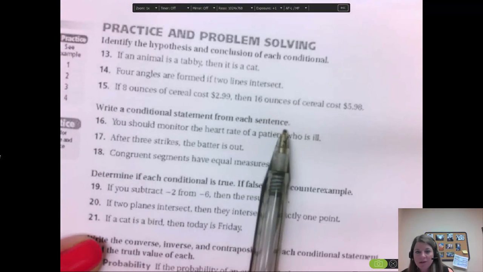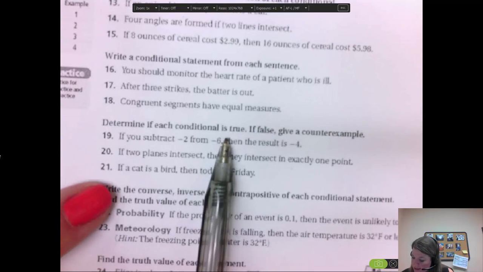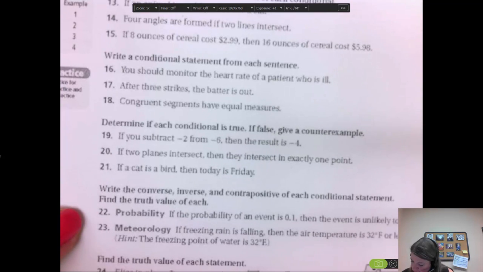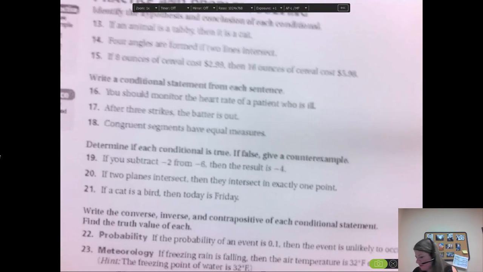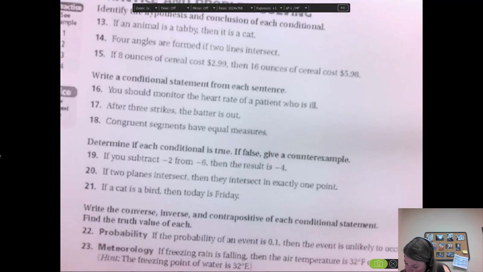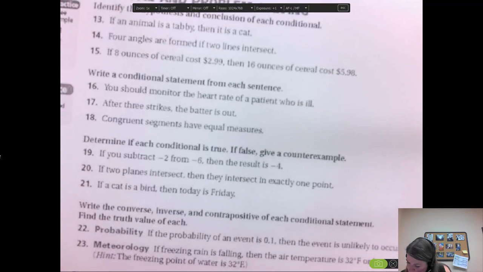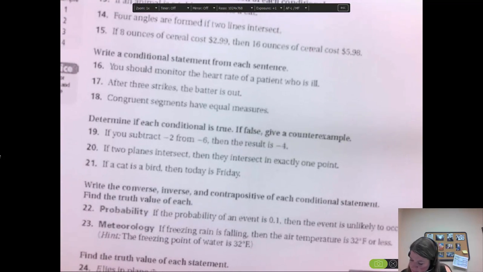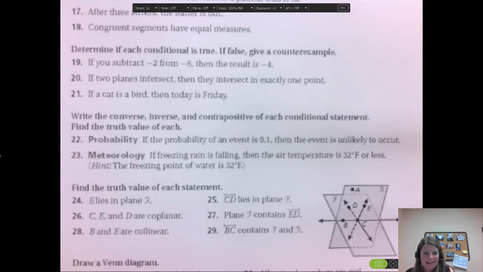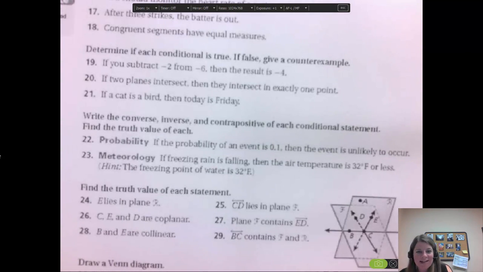Write a conditional statement. So you have to write a conditional statement. Okay, on this one, determine if the conditional is true. If false, give a counterexample. I should have made you do it, but I didn't. There aren't any other questions that relate to the inverse that I made you do. I think I meant to go through 23, but that's all right. Write the converse, inverse, and so on. I should have gone through 23, but it's too late. If you want to look at 22 or 23, that's great. That one just brings in all of what the idea of a contrapositive is.